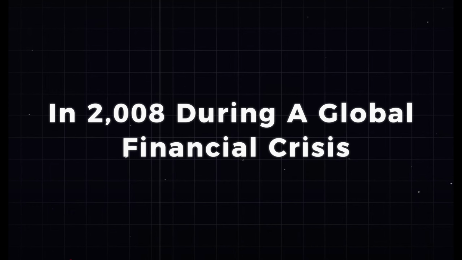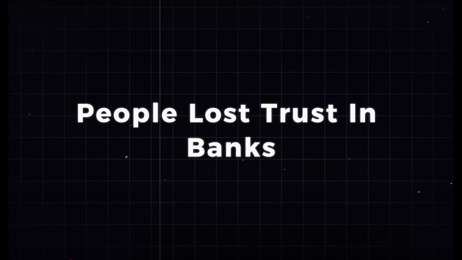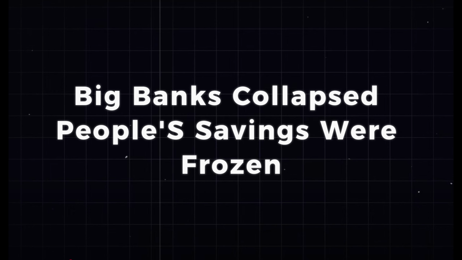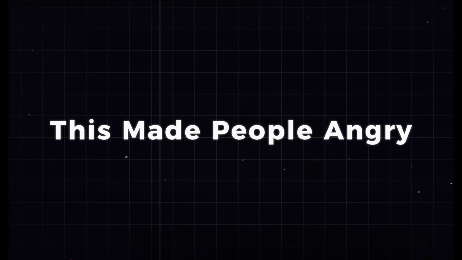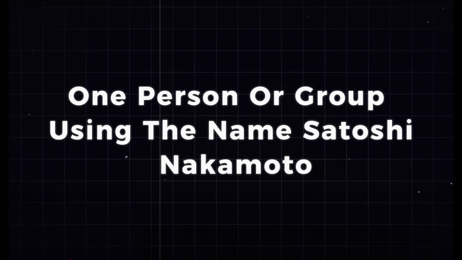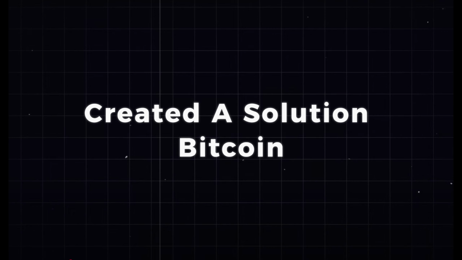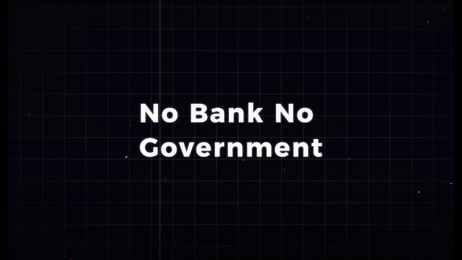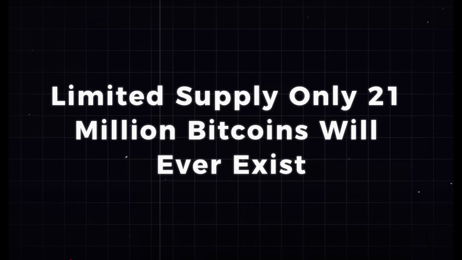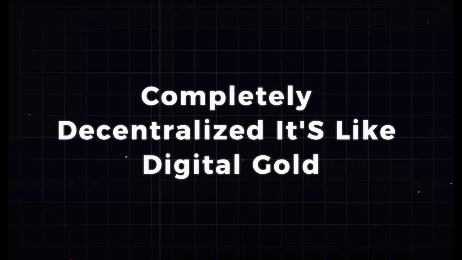And while that was happening, something revolutionary was born in 2008. During a global financial crisis, people lost trust in banks. Big banks collapsed. People's savings were frozen. The US printed billions of dollars to save companies. This made people angry. One person or group, using the name Satoshi Nakamoto, created a solution: Bitcoin. What is Bitcoin? A digital currency with no central authority, no bank, no government, limited supply. Only 21 million Bitcoins will ever exist, completely decentralized.